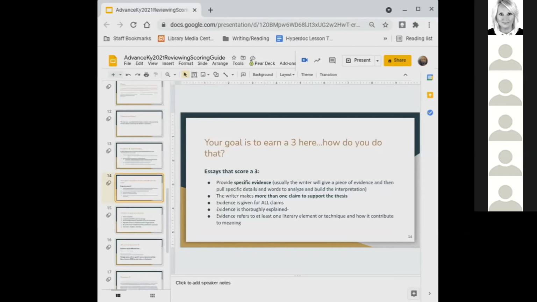So give me a little feedback and tell me how you think you do creating those connections between the ideas and between the evidence and commentary.